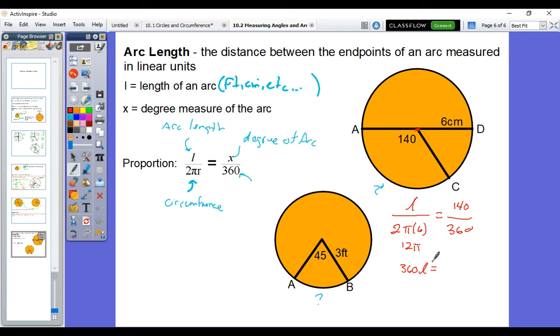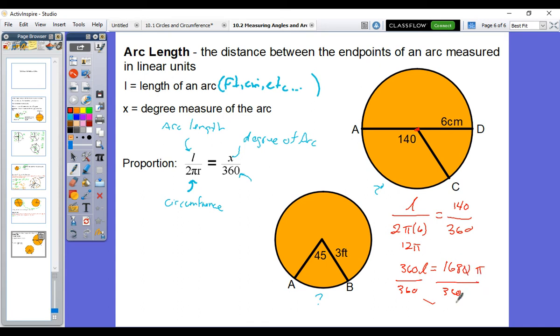So 140 times 12 gives us 1,680. We're going to leave a pi on there. And then to find L, we're going to divide by 360. If you try to divide that evenly, it'll give you 4.666. So if we can't really divide it, let's go ahead and reduce it.